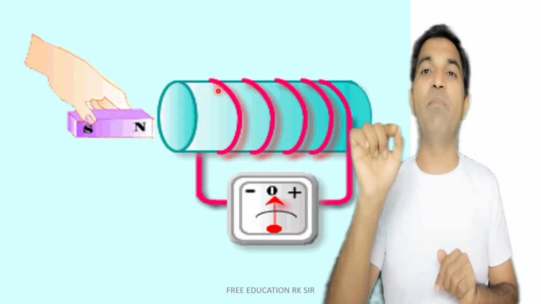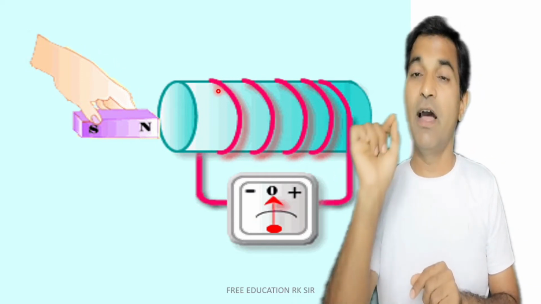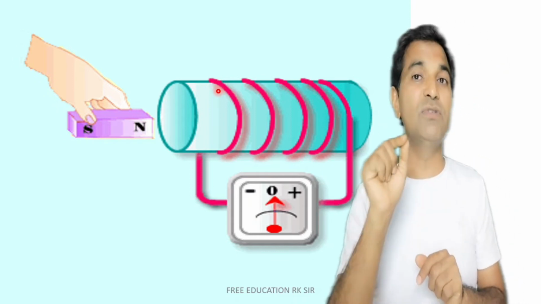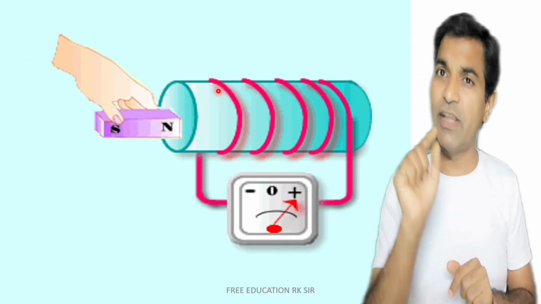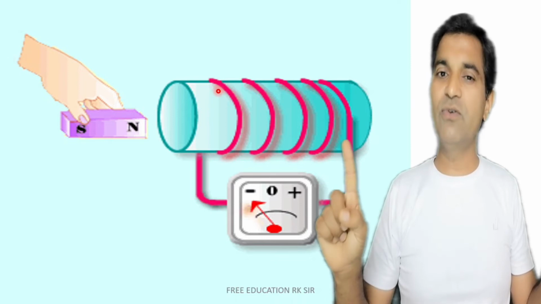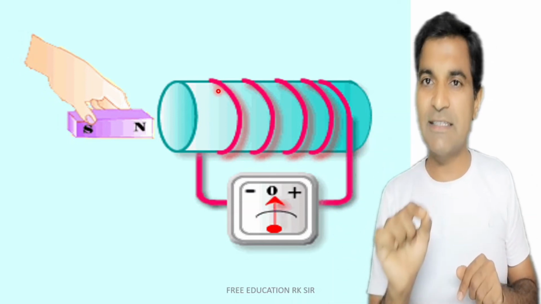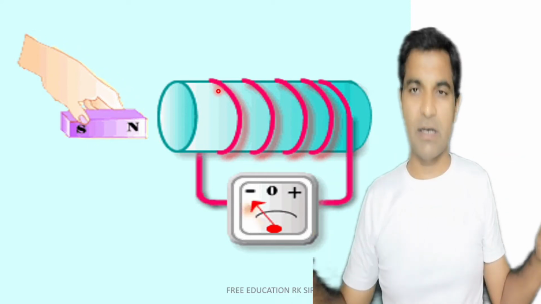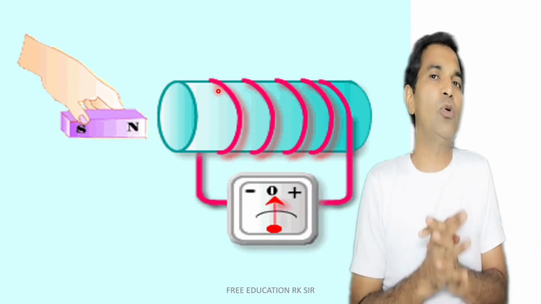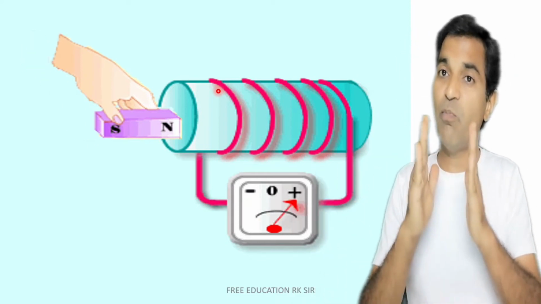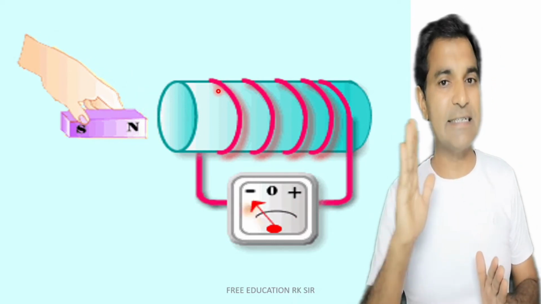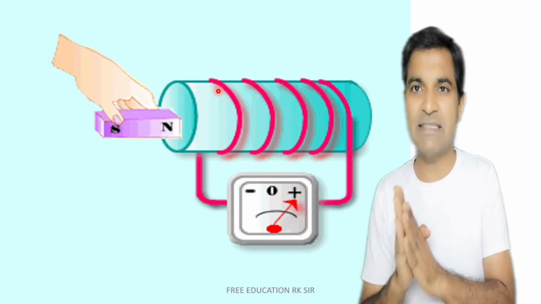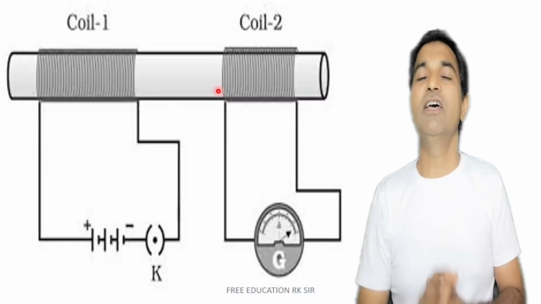Current is not produced if the magnet is stationary. Mind well these words: we will use the word induction, we will use the word induced. Current will not be induced if the magnetism is stationary. If there is no change in the magnetism, there will be no production of the current. So Faraday concluded that the rate of change of magnetism produces electricity.